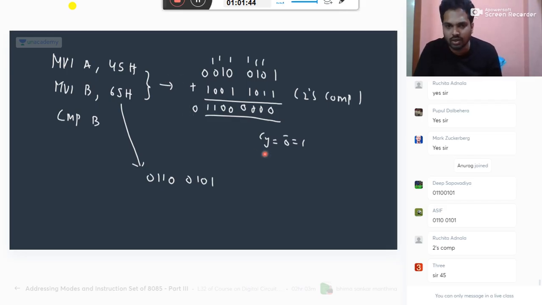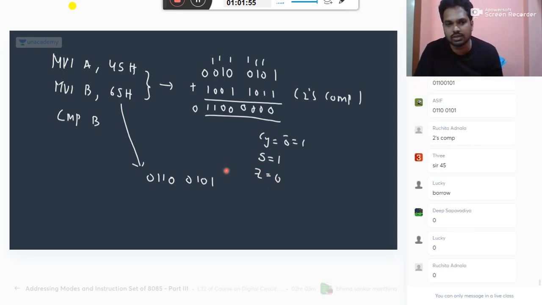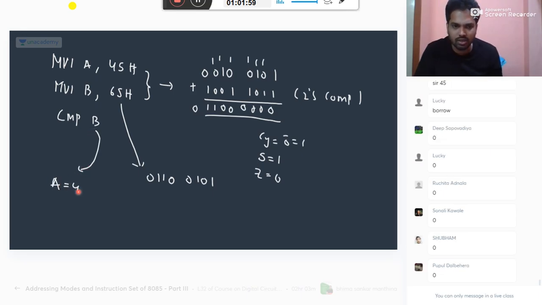Accumulator will not be overwritten with a new value. This value is not stored anywhere. Temporary register will take care of it. The accumulator will be as it is, it will not be disturbed. Only these two flags will change. They will tell whether A is less than B or A is greater than B.